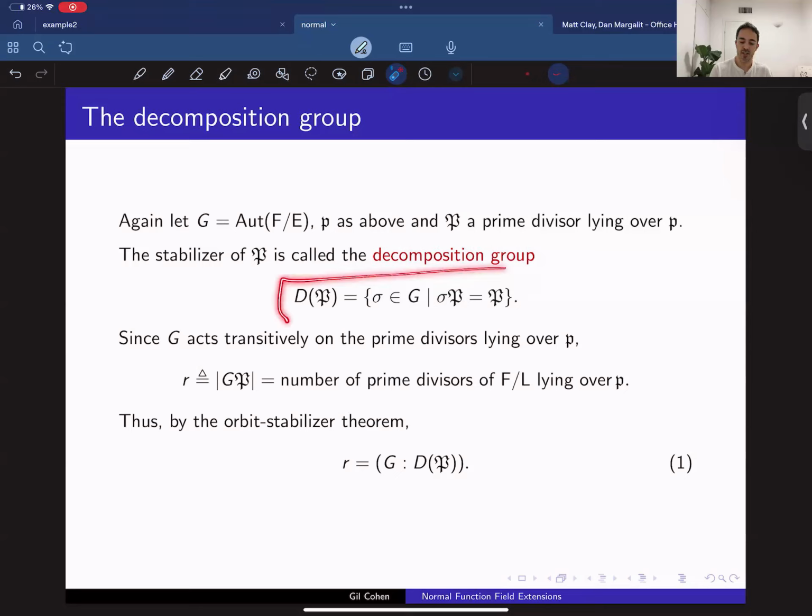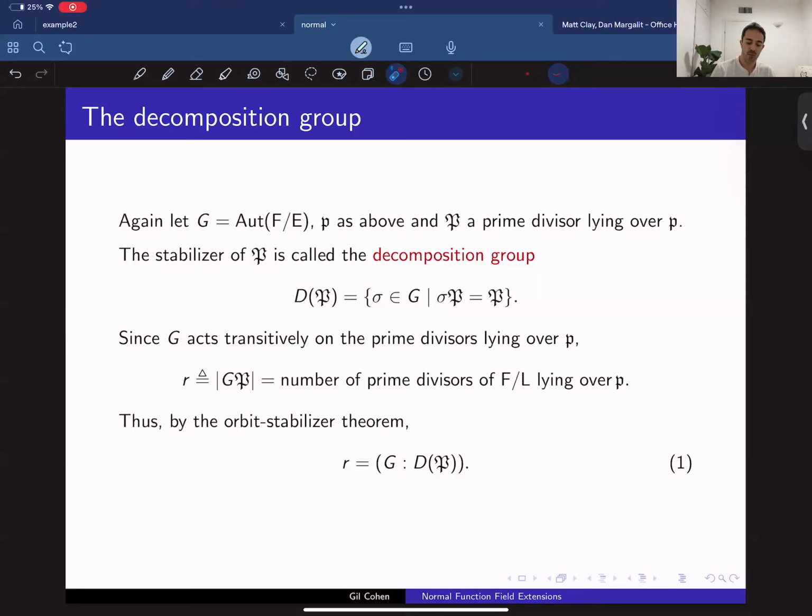Right, the general name for that is the stabilizer of this particular element that the group acts on. But in this context, it's called the decomposition group. So the decomposition group of a particular element, capital P, is exactly those elements that send it into itself and not to any other prime divisor.